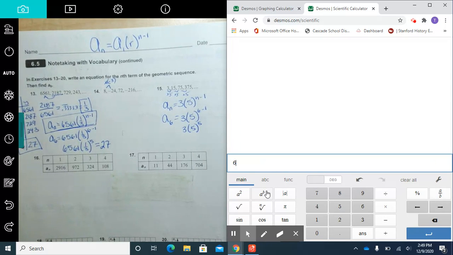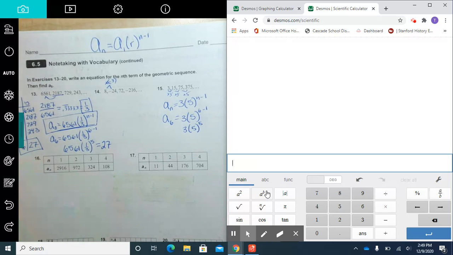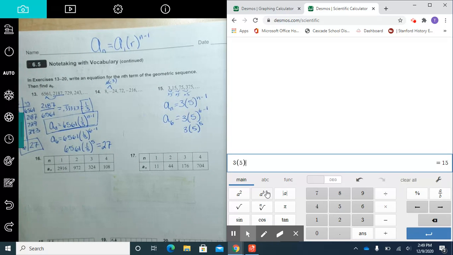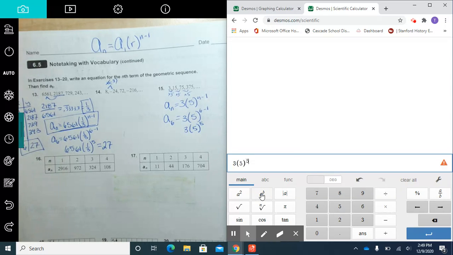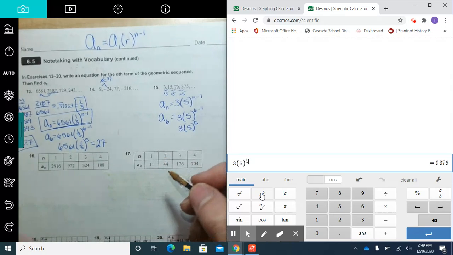So let's go in here and go 3 times 5 to the 5th power. 9375.